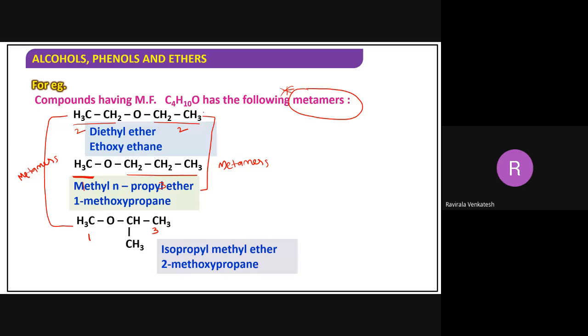And these two are already complete. These two may be considered as chain isomers, right? They may be considered chain isomers because here 3 carbons are there, here 3 carbons are there. They are considered chain isomers. Understood? Metamerism.